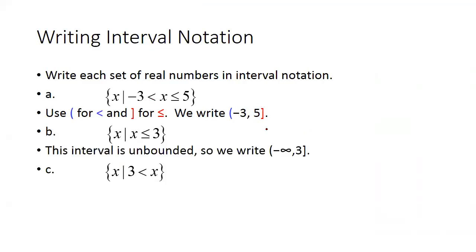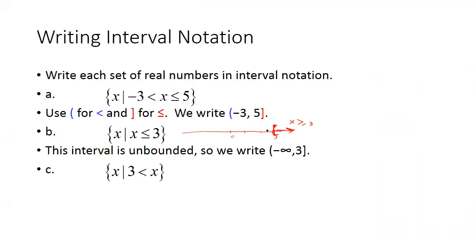x is less than or equal to 3. If you graph some of these, it would probably be a little bit more clear. Let me graph this one for you. This would be 0, this would be 1, 2, 3, this is 3 right here. All the numbers greater than 3 would be to the right of 3, including that. So I'm going to put the brackets here. This would be x is greater than or equal to 3.